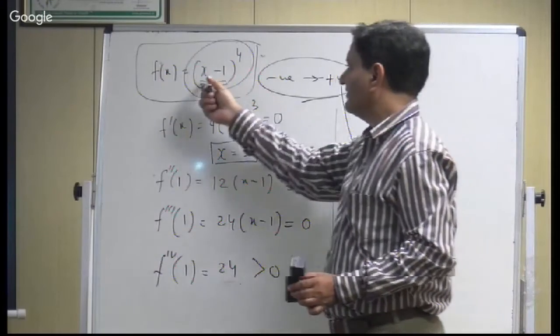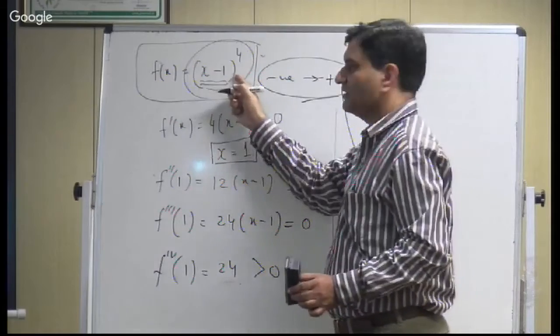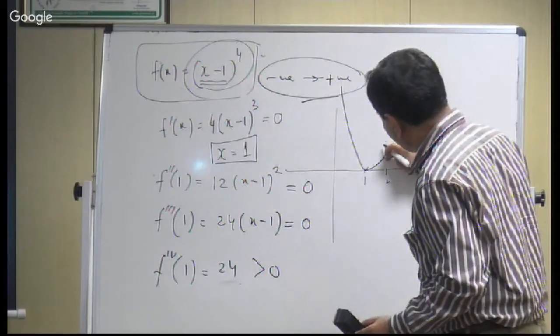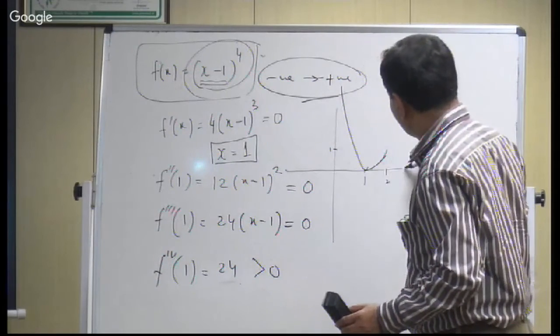At 5, what is the value? No, at 2. If you take the value 2, the value of function is 1. So it is 1 only, right? But when you take 3, what is the value?